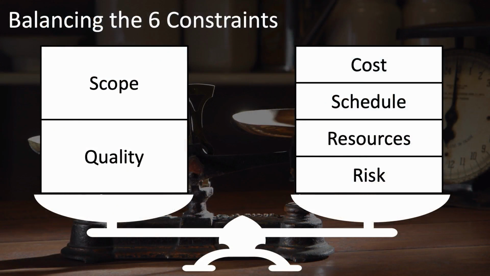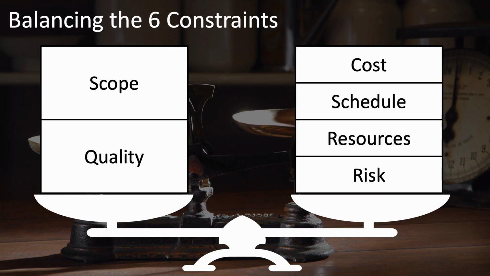In order to help you remember and visualize the need for balance between these project constraints, it may help to picture a scale in which scope and quality are on one side of this balance and cost, schedule, resources, and risk are on the other. Notice in this visual, they sum up to be equal, and so the scale is balanced.